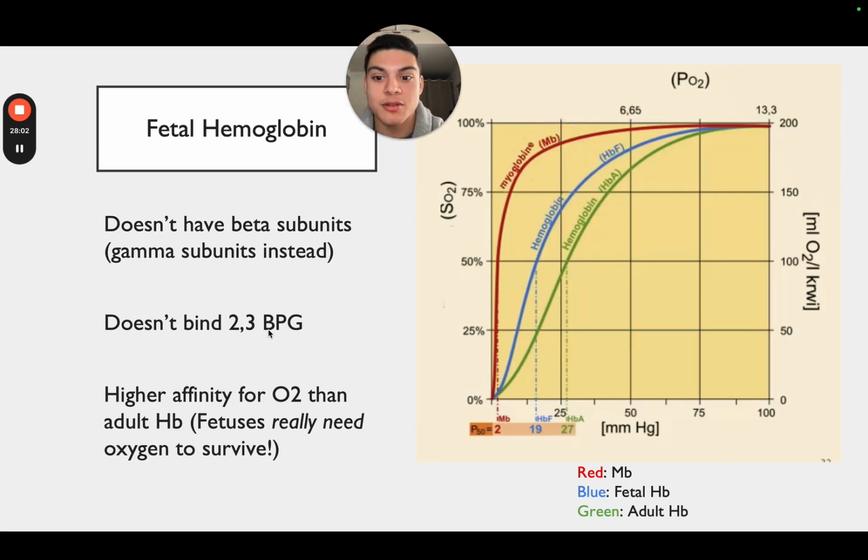And it doesn't bind 2,3-BPG, which we'll go into in a little bit. This is just a fact you should know now. You can come back to the slide in a little bit. You can just write a little star saying, come back to this after we finish lecture for conference review.